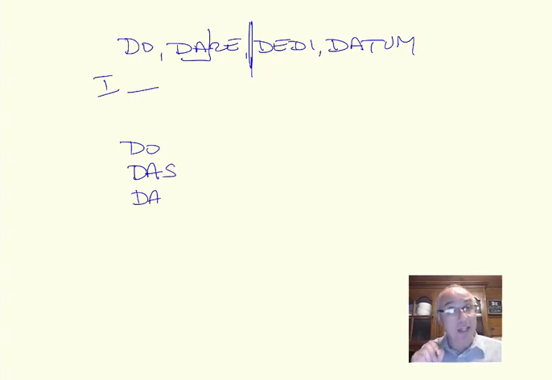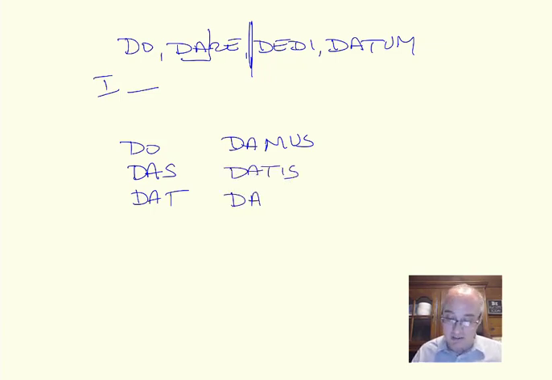Do, das. Get my stem, that's my stem, and I put the endings on that. There's some giving going on. Who's doing that? Dat, he, she, or it. Damus, we are giving. Datis, y'all are giving. And dant, they are giving. I hope that helps.